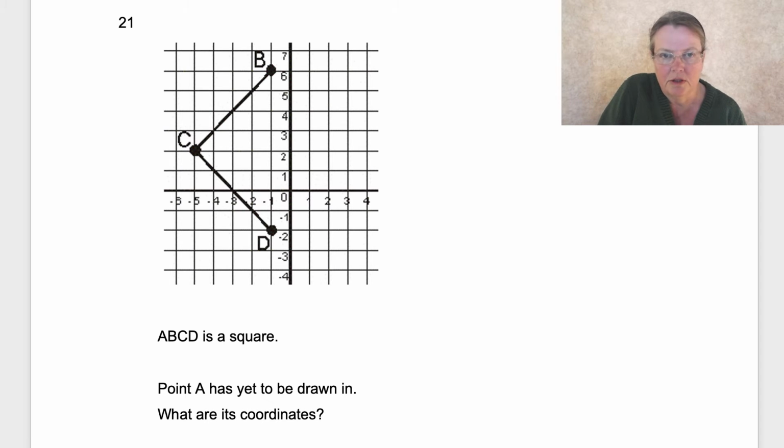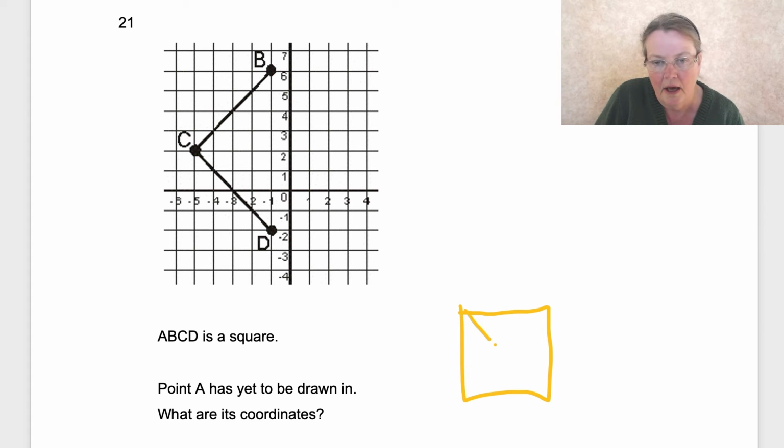What we need to do is find the middle of the square. So it will be, they're testing really that you know about the properties of a square. The diagonals cross each other right in the middle. So this would be the diagonal going across there, and this is where it would cross it. So that is the middle of the square.